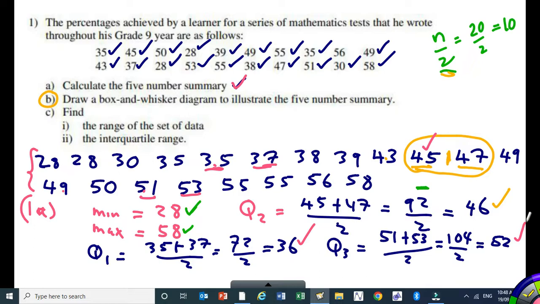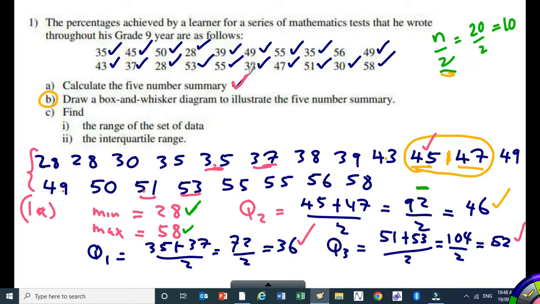Now that's the manual way. Okay, that's the manual way. If the data is not arranged, you have to do it. You have to rearrange that data set. Okay, so I've got my 5 number summary. So I've answered that question.